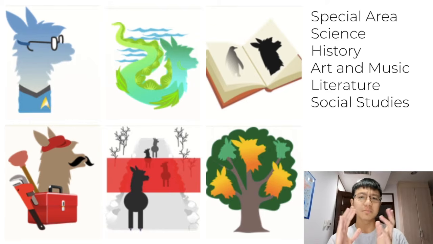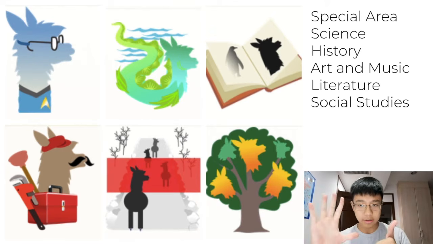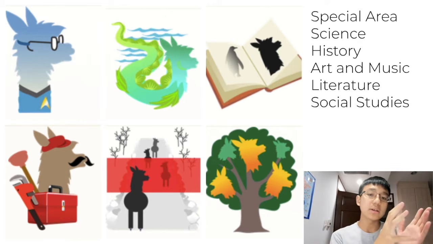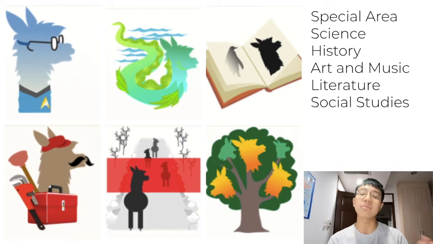Now on to the actual subject areas. So this year, as there always have been, there are 6 subject areas in the World Scholars Cup. They are science, special area, history, art and music, literature, and social studies. From the top left, we have the sciences, which is the science of enabling technologies. We have the middle, obviously the Loch Ness alpaca, which is the special area of unsolved mysteries. We have the right, which is a book of an alpaca and a penguin who could have been a mascot of the World Scholars Cup.